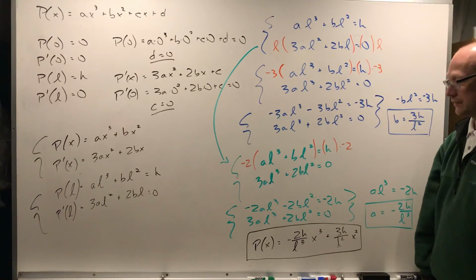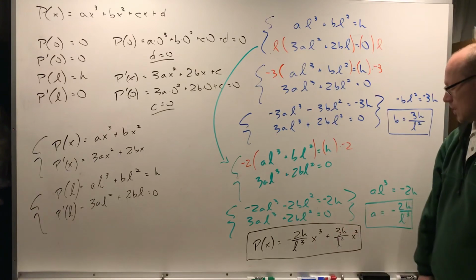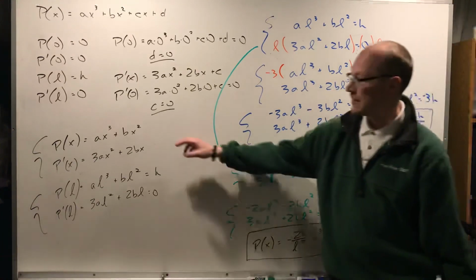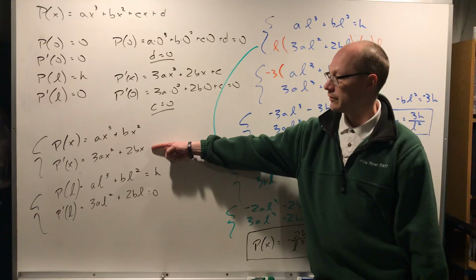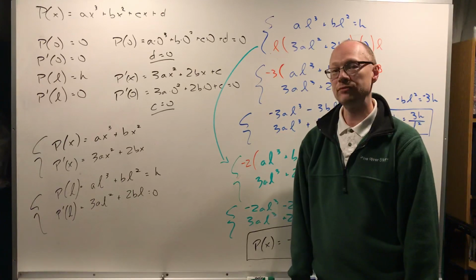And naturally the derivative is easy enough to figure out as well, either differentiating this, bringing the 3 down, bringing the 2 down, or substituting a and b into this first derivative right there. So that's the idea for this one. Stay tuned for the second one.